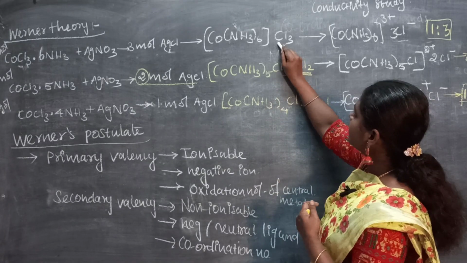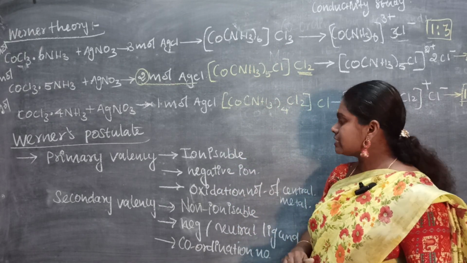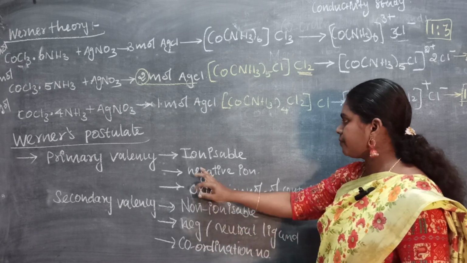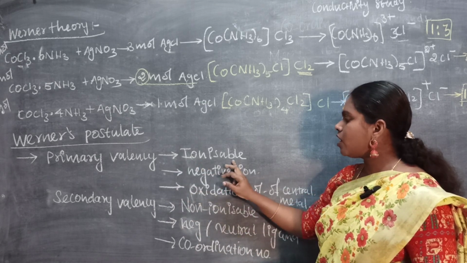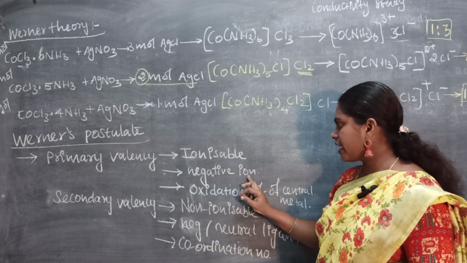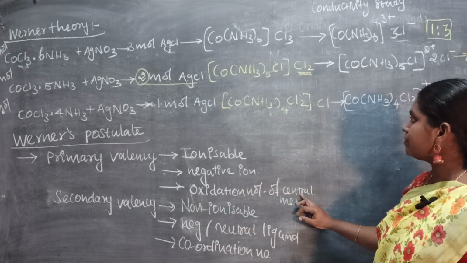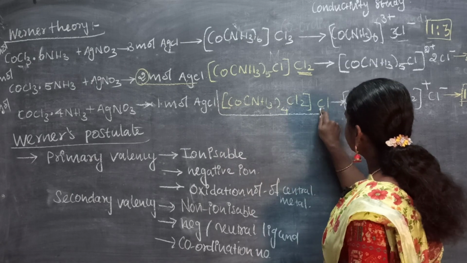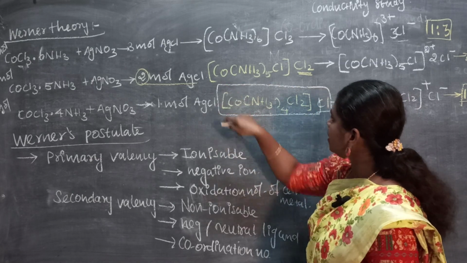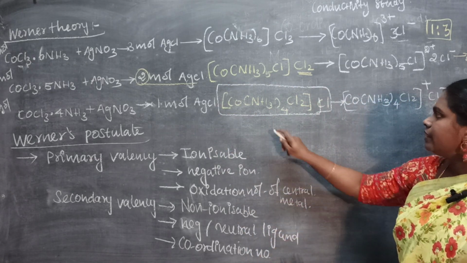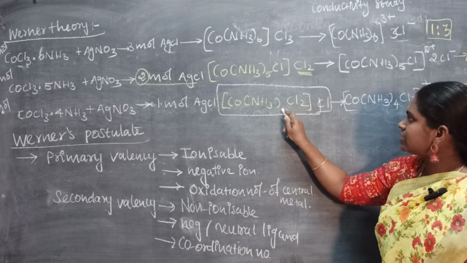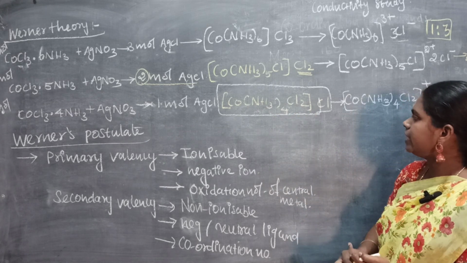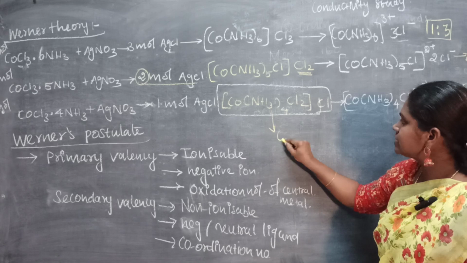So in these cases, I told you that primary valency is satisfied by negative ions. Okay? Primary valency is ionizable, satisfied by negative ions, and equals the oxidation number of the central metal atom. Say, for example, take this example. Okay, right. In this example, what is the coordination number of this complex?